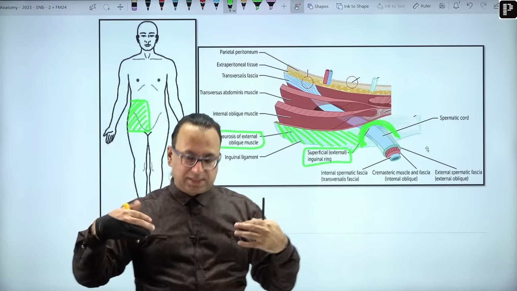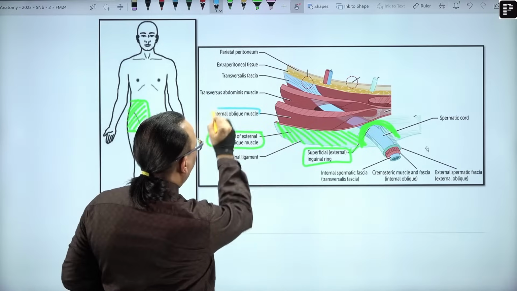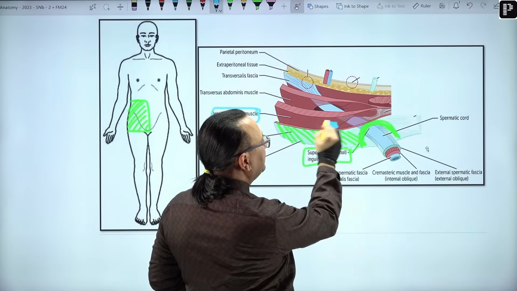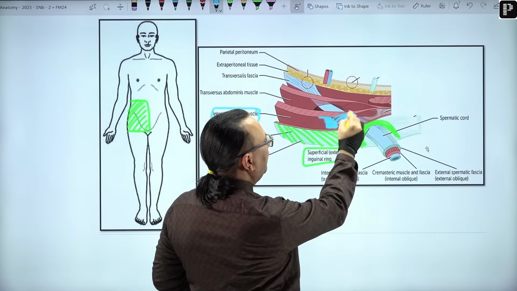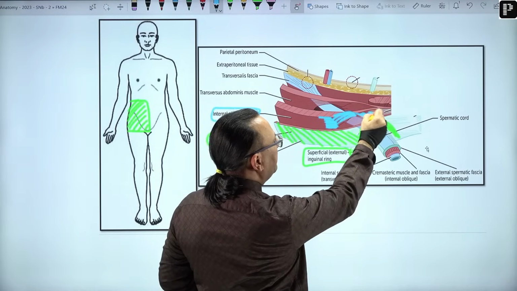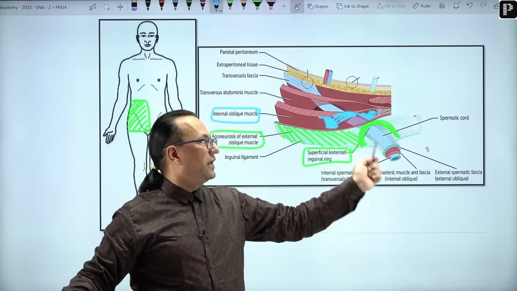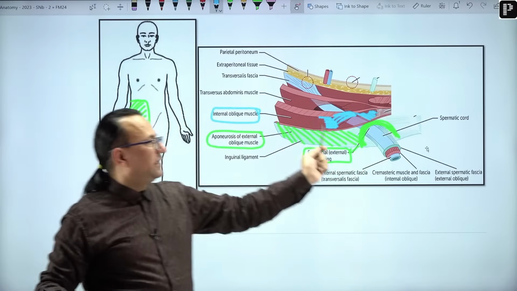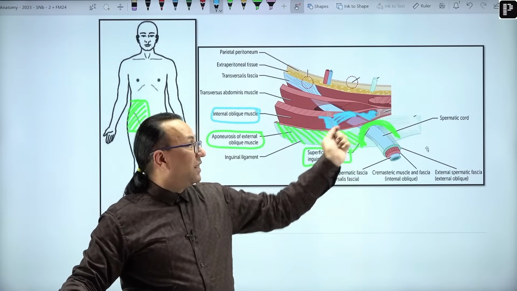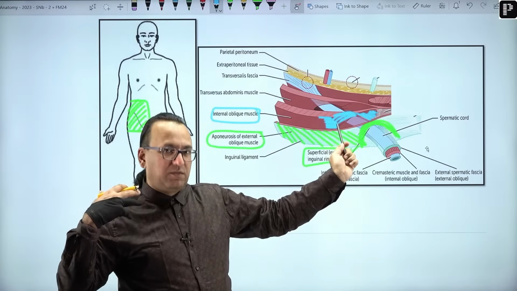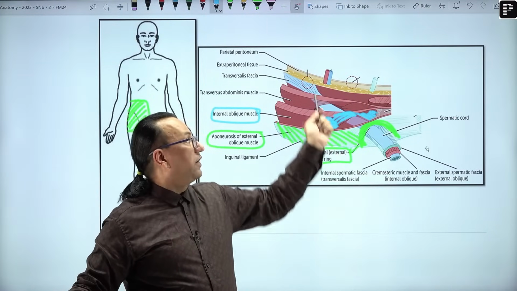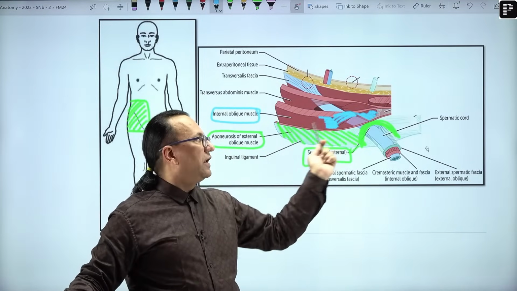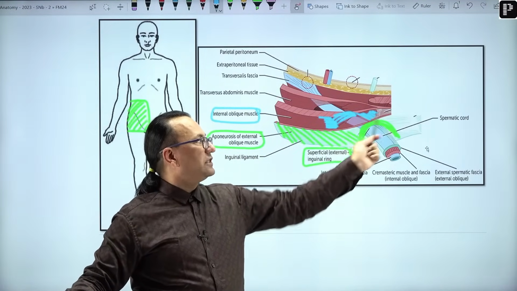If you remove this, deep to that is internal oblique muscle. Internal oblique muscle is not only anterior to the spermatic cord, it is also the roof of the spermatic cord, and it is also going posterior to the spermatic cord, with arching fibers. So internal oblique is anterior, roof and posterior. You can say these are also the boundaries of the inguinal canal, because the spermatic cord is running in the inguinal canal. So internal oblique is in the anterior wall of the inguinal canal, the roof, and the posterior wall.